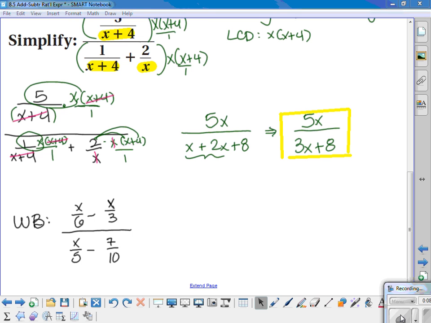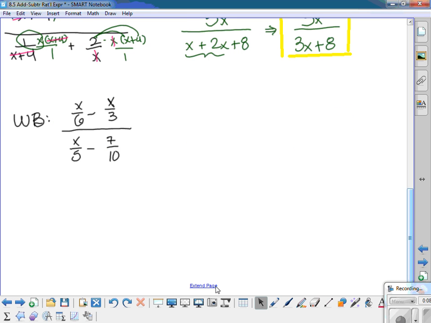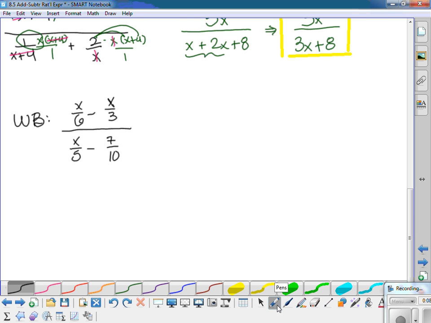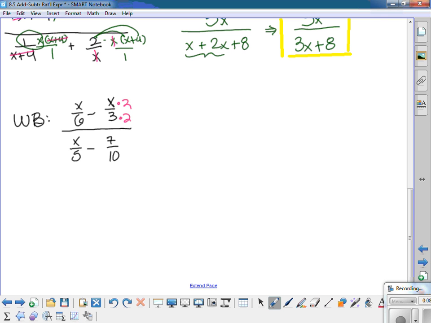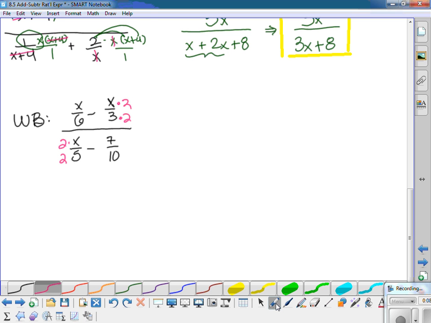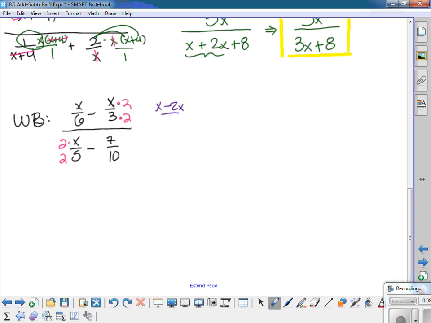All right, so I'm going to show you guys that this works both ways. Okay, first I'm going to get a lowest common denominator for the top and the bottom. So for the top one, 6 and 3, the lowest common denominator would be 6, right? So I've just got to multiply that times 2. And then for my other one, the lowest common denominator would be 10. So we do that times 2. And so when I multiply them, I have x minus 2x all over 6. And here I have 2x minus 7 all over 10.